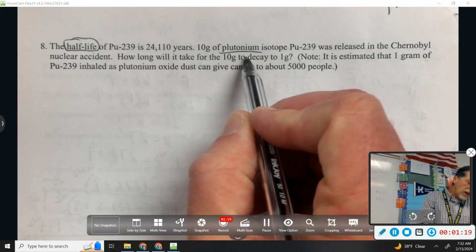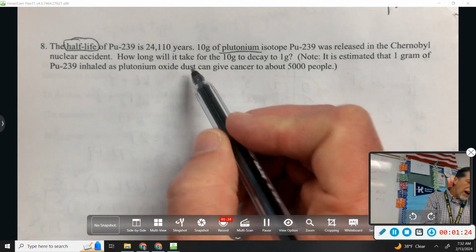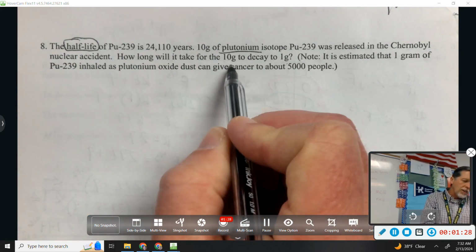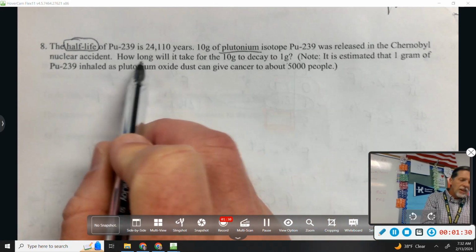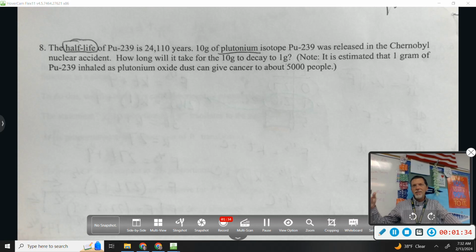10 grams of plutonium isotope was released in the Chernobyl nuclear accident. How long will it take for the 10 grams to decay to 1 gram? Okay, so that's got to be cut in half several times. So it will take several 24,000 year periods to get there.